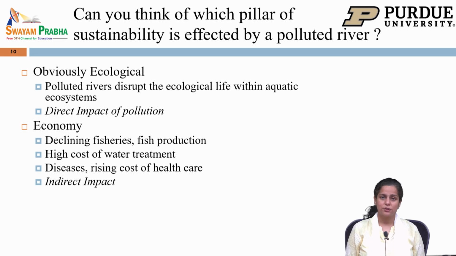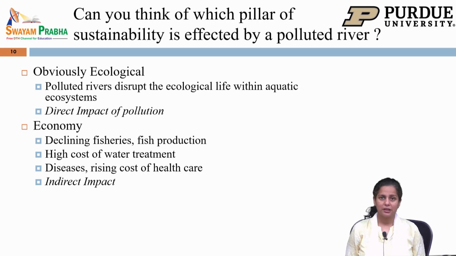Next, it can also affect economy, because if you have a polluted river and you are disrupting the ecological life, you will have declining fisheries and fish production, on which a lot of the fishermen's livelihoods are relying. Also, if you are withdrawing water from that river and it's polluted, you will have a high cost of water treatment, and that cost actually adds to the cost of purified water that you are buying. There are also diseases that can spread because of the polluted water, and that causes a rise in healthcare costs because it is affecting human health. Hence, these are called the indirect impact.